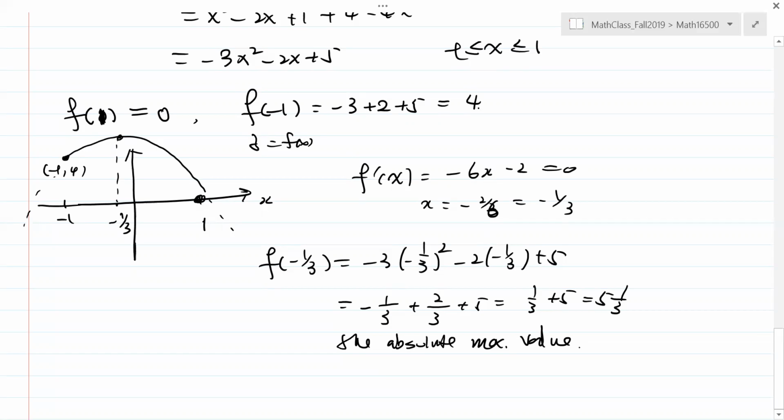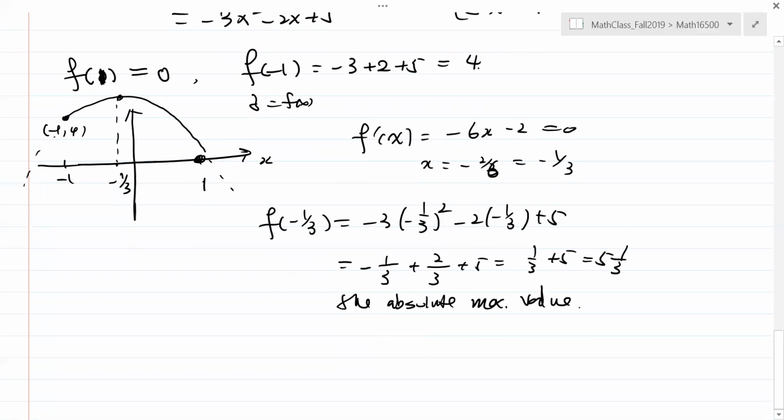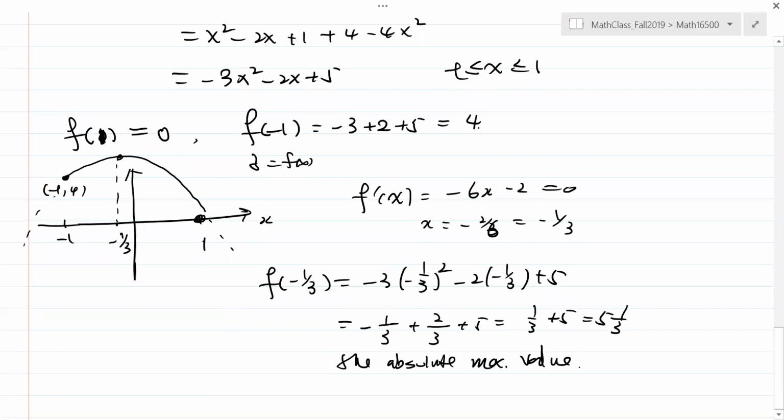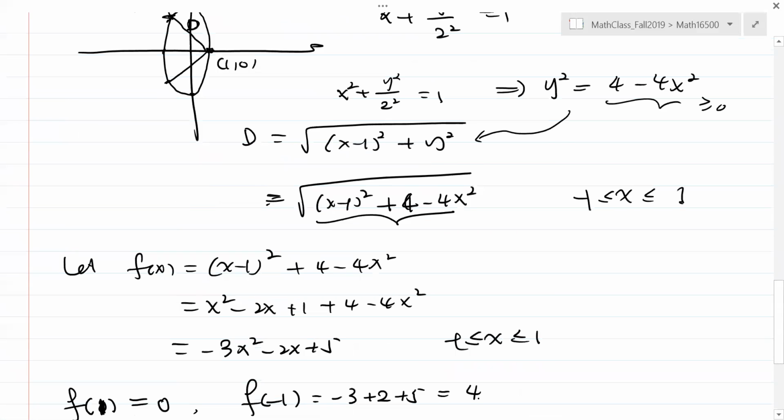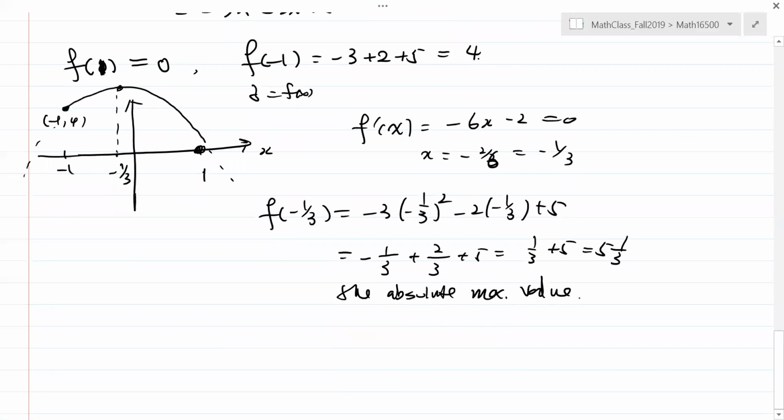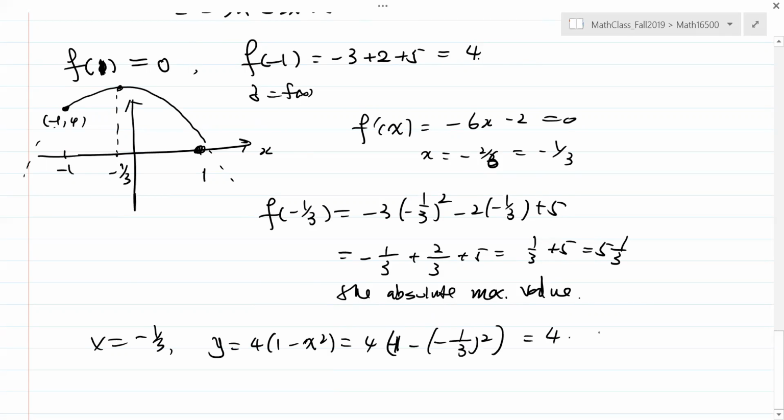So we know that if we get the x value for which the function has a maximum value, then you also can determine the y value. The y value is going to be 4 times (1 minus x squared). When x equals -1/3, y squared is 4 times (1 minus (-1/3) squared). It's going to be 4 times (1 minus 1 over 9), which is 4 times 8 over 9, that is 32/9.